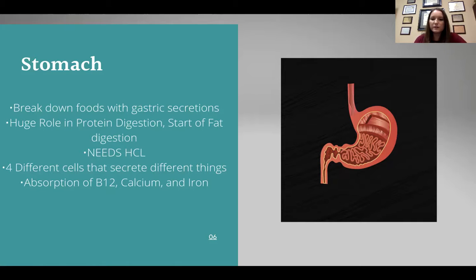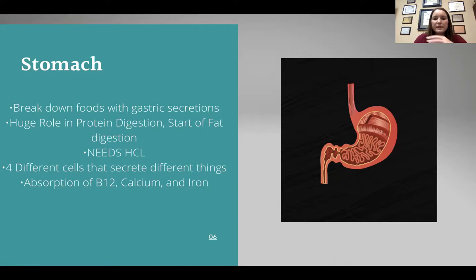So there's a sphincter that allows food to come in, up top here, and then there's one that allows it to leave. That lower sphincter right here is going to allow it to go into the small intestine, and then we'll be able to do some absorptive processing in the small intestine.